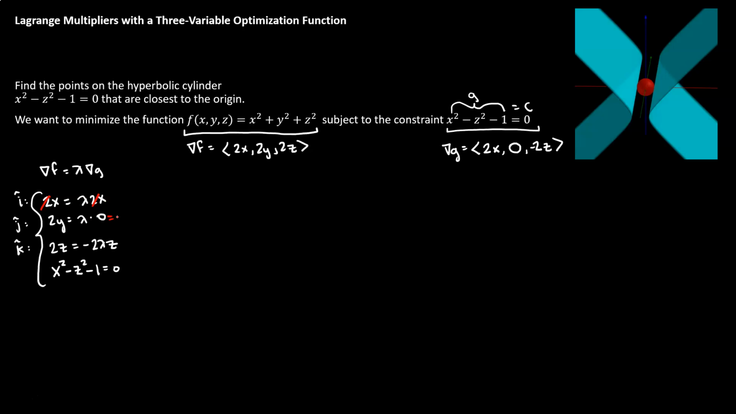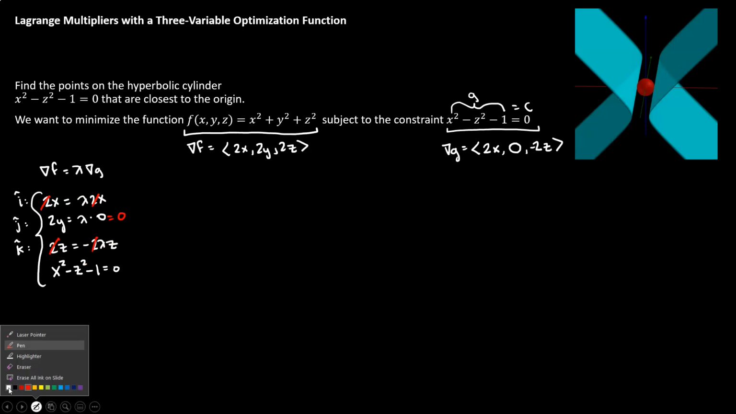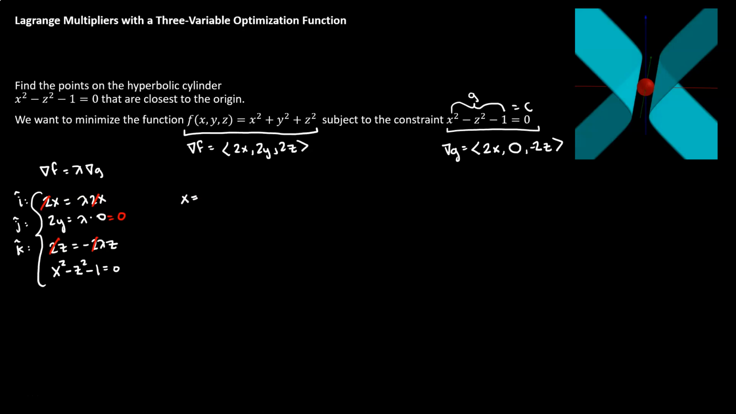Lambda times 0, this equation is just equal to 0. We've got 2's on both sides we can divide off. So let's rewrite our system so it's a little cleaner. So we have x equals lambda x. We have 2y equals 0. In other words, let's write that as just y has to be equal to 0. We have z equals negative lambda z, and then we have x squared minus z squared minus 1 equals 0.